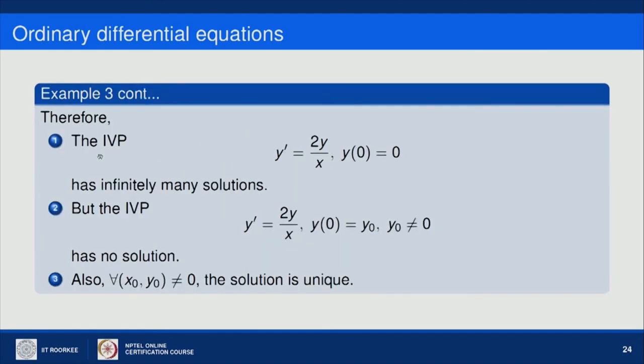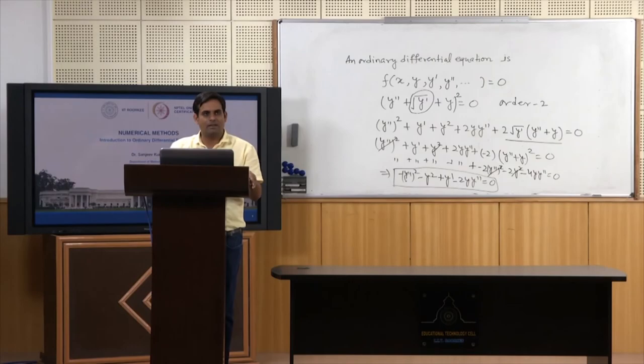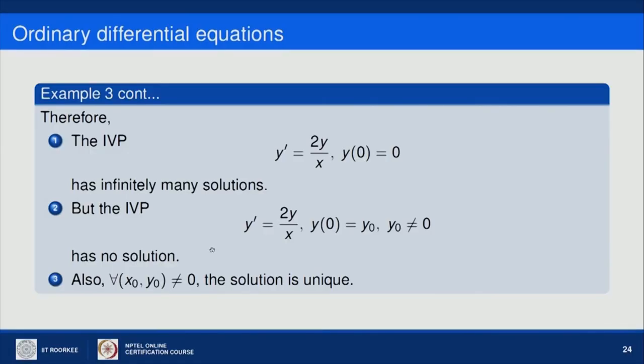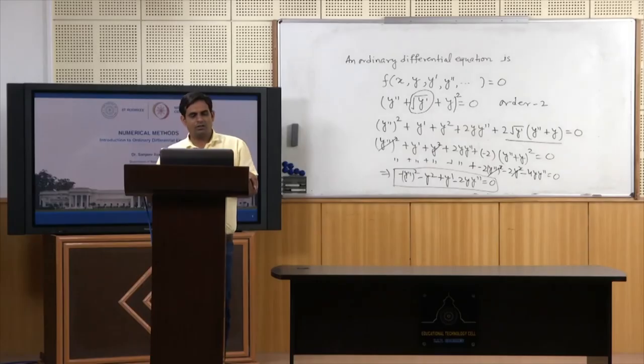So, the initial value problem has infinitely many solutions. But if I replace this 0 by some y naught which is a non-zero number, so any point on the y axis except the origin, then the initial value problem does not have any solution. Also, for all x naught, y naught, when both are not 0, the solution is unique.